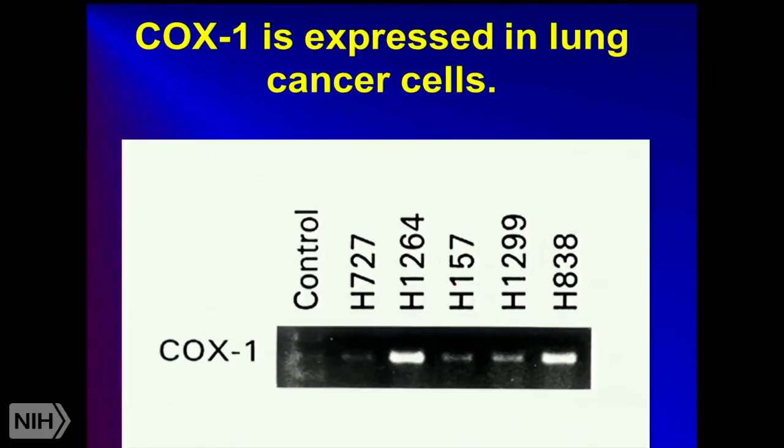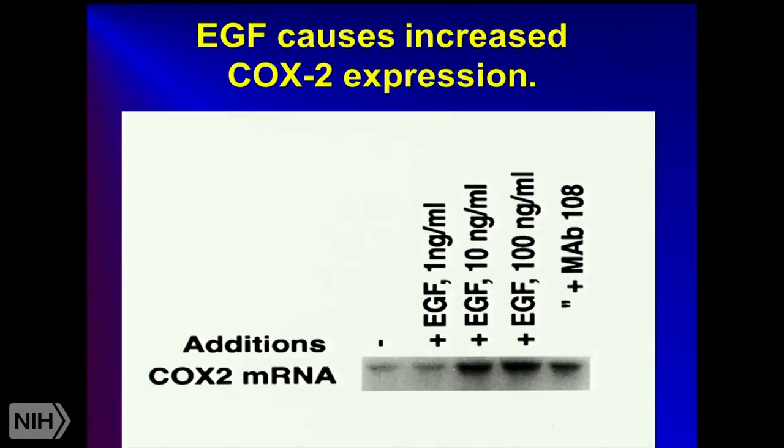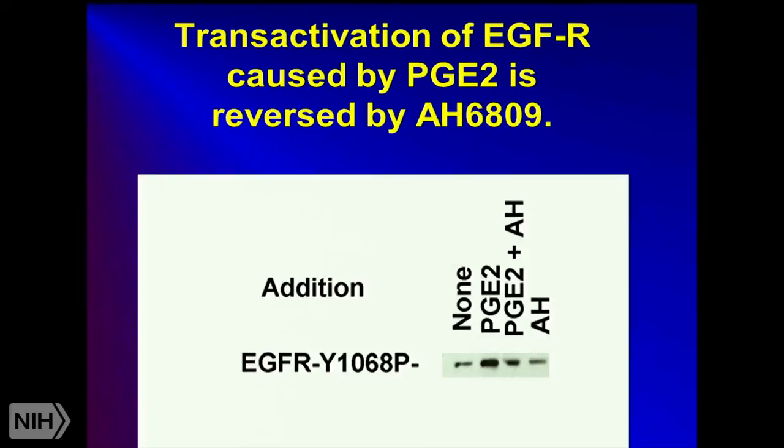There are two types of cyclooxygenase enzymes: cyclooxygenase 1, which is constitutive, and cyclooxygenase 2, which is inducible. In this experiment, we added epidermal growth factor to cell lines and saw that the cyclooxygenase 2 mRNA increased. So it's really thought that in lung cancer, the cyclooxygenase 2 enzyme is very important for proliferation, and the cyclooxygenase 2 enzyme will then make prostaglandin E2.